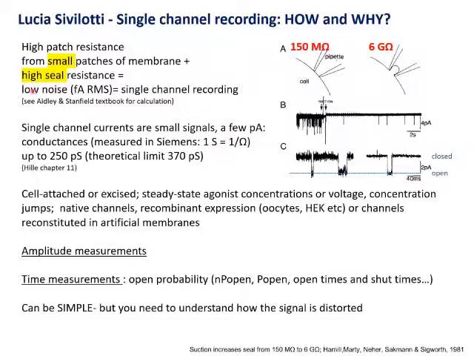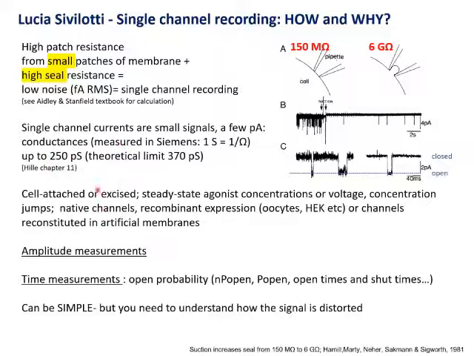So you can look in the Hille and Standen textbook to see what conditions you need to have. Single channels are typically relatively small signals, a few picoamps. The conductances are measured in siemens, and a siemens is very simply the reciprocal of an ohm. The conductance of a single channel can be up to 250 picosiemens. The theoretical limit is supposed to be almost 400 picosiemens, and you can look it up in Hille.